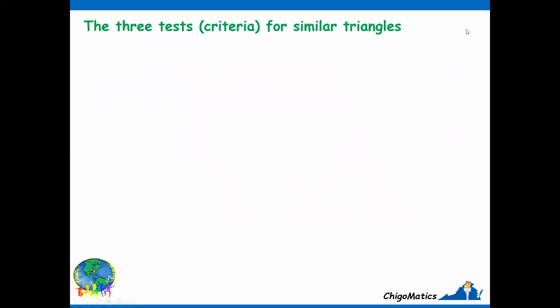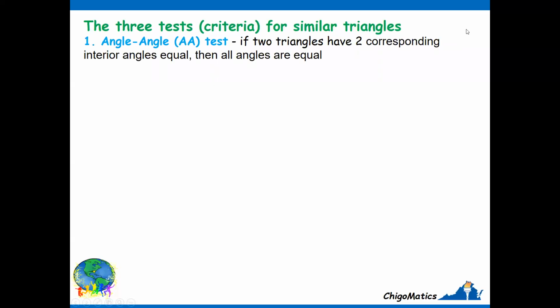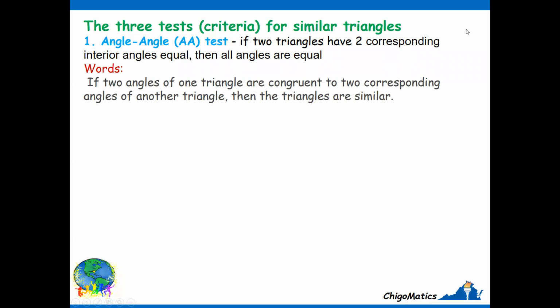Now, we jump into the 3 tests or criteria for similar triangles. Here we have the angle test. It simply states that if 2 triangles have 2 corresponding interior angles equal, then all angles are equal. That is, in words, if 2 angles of one triangle are congruent to 2 corresponding angles of another triangle, then the triangles are similar.